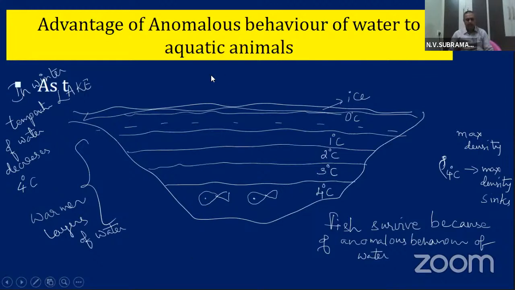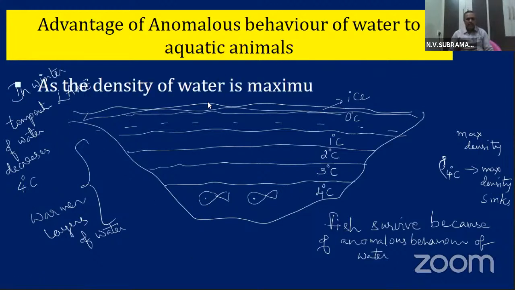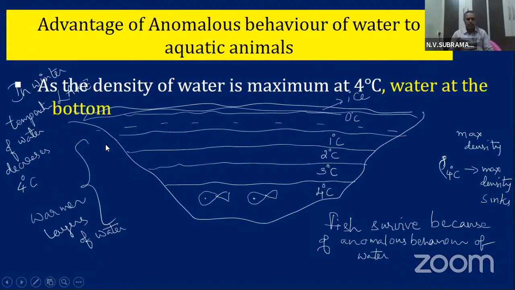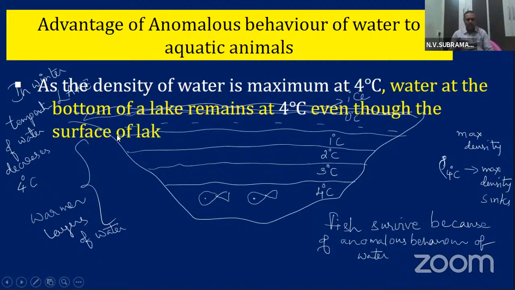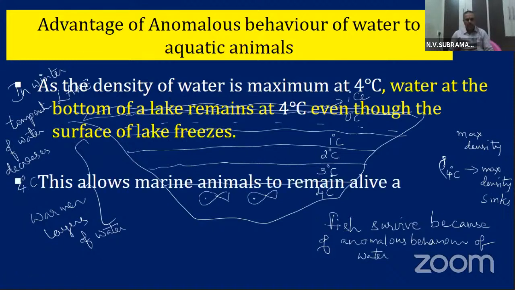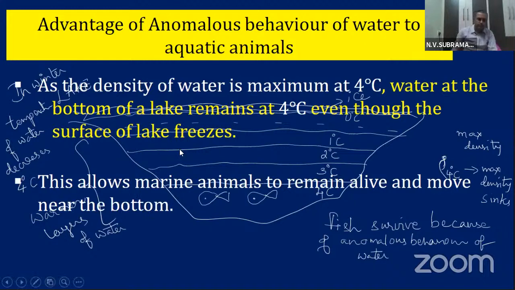Are you clear? So, as the density of water is maximum at 4 degrees centigrade, water from the bottom of the lake remains at 4 degrees even though the surface of the lake freezes. This allows marine animals to remain alive and move near the bottom.